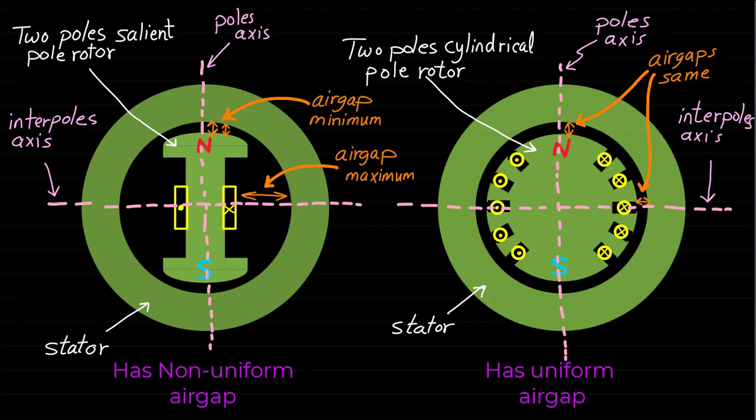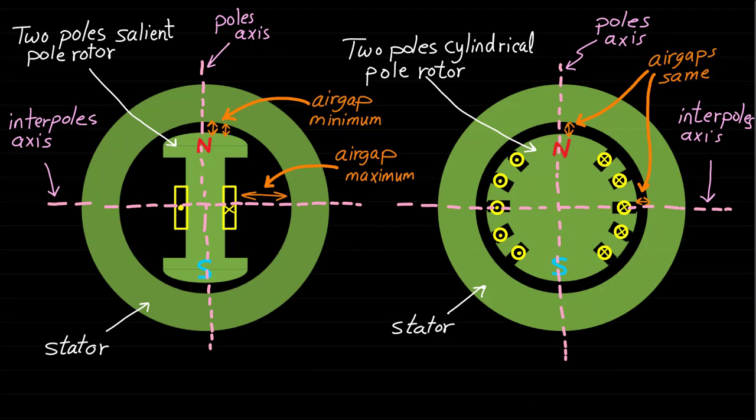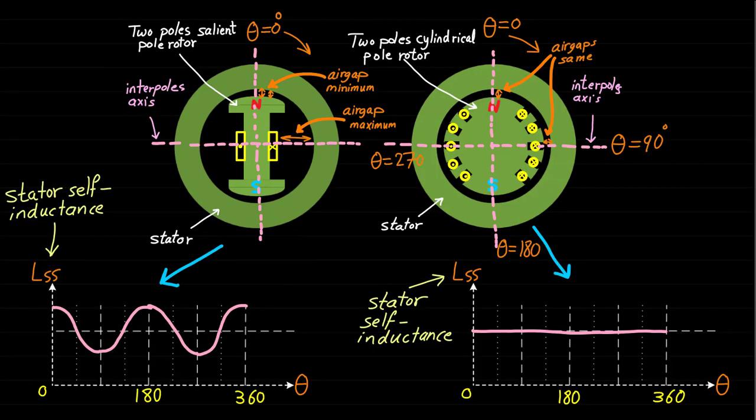are same. Based on this difference between the salient and non-salient rotor, the stator self-inductance, or more specifically, the stator magnetizing inductance of these two machines will be as shown. As we can see, the inductance of the salient pole machine changes with rotor position, while the inductance of the cylindrical pole machine is constant with the rotor position.